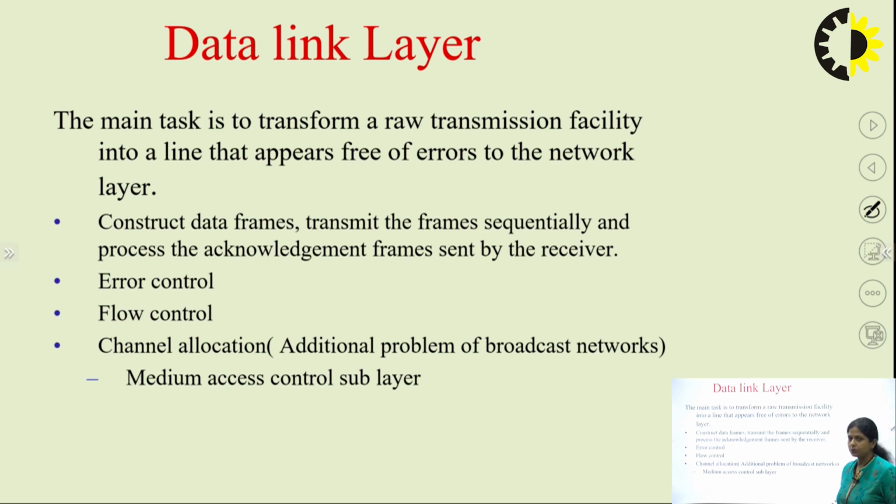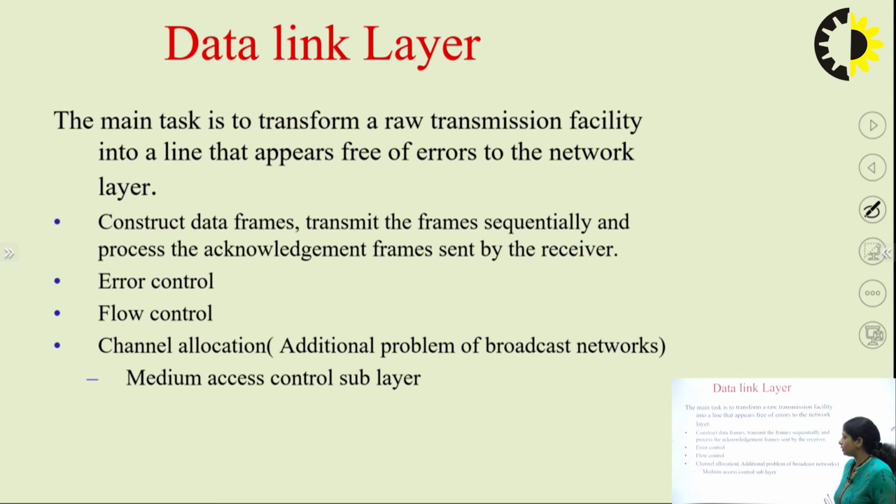It constructs data frames, transmits the frames sequentially, and processes the acknowledgement frames from the receiver. It will transmit data in the form of frames, right? And it will receive an acknowledgement from the receiver, right? Next, it performs error control, then flow control. After that, it also does channel allocation, which is the biggest challenge in the computer network, right?